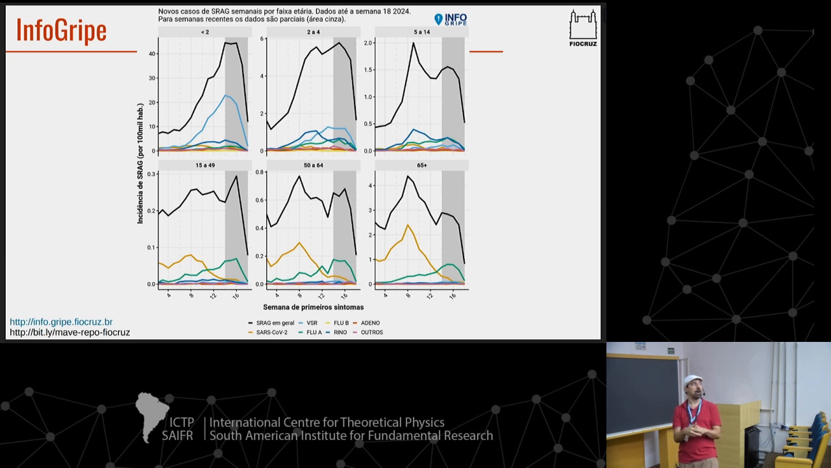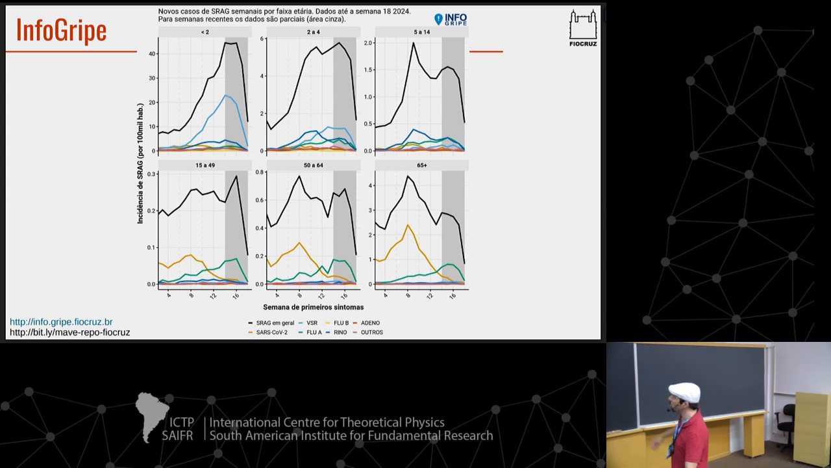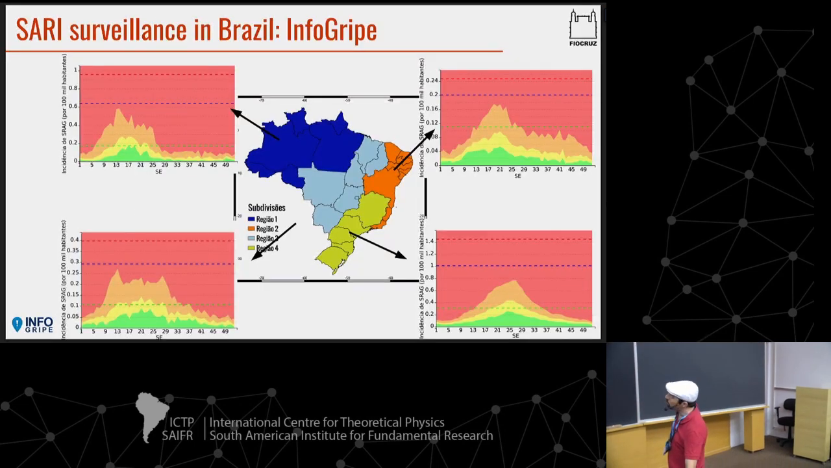So an increase in the number of cases in the pediatric population triggers a different kind of preparation in terms of hospitals than if it was in the elderly or other ages. So it's important to know what is going on at this level of stratification, okay? And again, those patterns are for SARI in general.